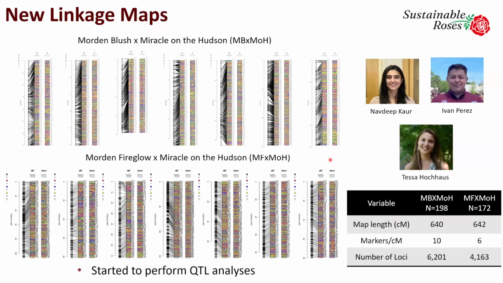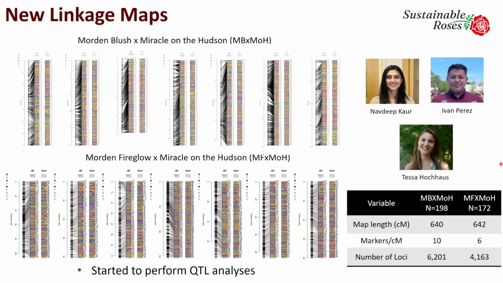This is work by Navdeep Kaur and Ivan Perez in collaboration with Tessa, who has handled the DNA extractions as well as the genotyping, and has taught Navdeep and Ivan to run some scripts in R to build linkage maps of our 2 new large populations, which are Modern Blush by Miracle on the Hudson and Modern Fire Glow by Miracle on the Hudson in the bottom. One population has about 198 individuals, the other one 172. And we've got 6,000 loci on one map and 4,000 loci on the other one.